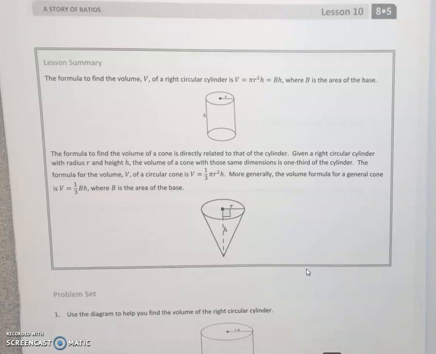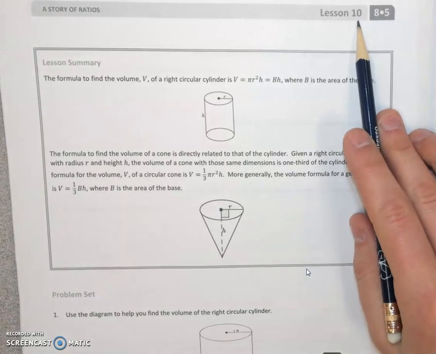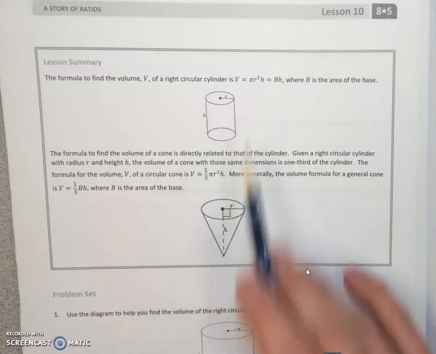Okay, so this is a video for tonight's homework. Tonight's homework is S80 and S81, numbers 1 through 4. We're dealing with volume. It's Module 5, Lesson 10. So lesson summary, there's some important stuff here.